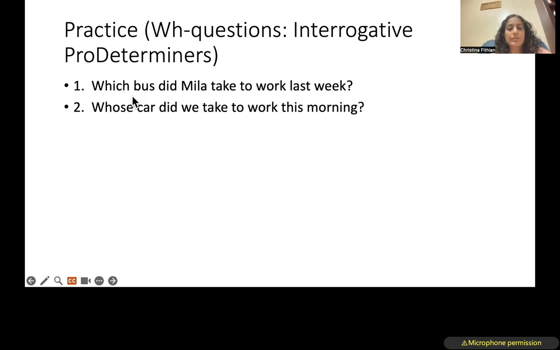Here's a couple of examples. This was the sentence I meant to put here. So if we're practicing interrogative pro-determiners, here are the practice sentences. Which bus did Mila take to work last week? And whose car did we take to work this morning? So try working on these. Let's see how we do.